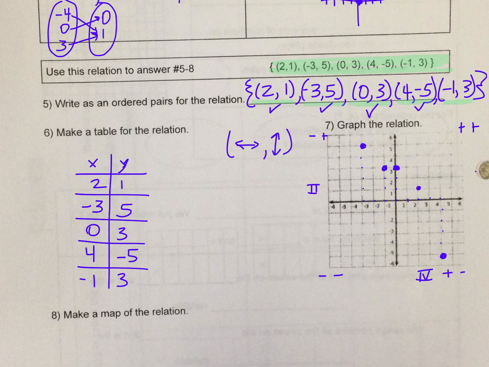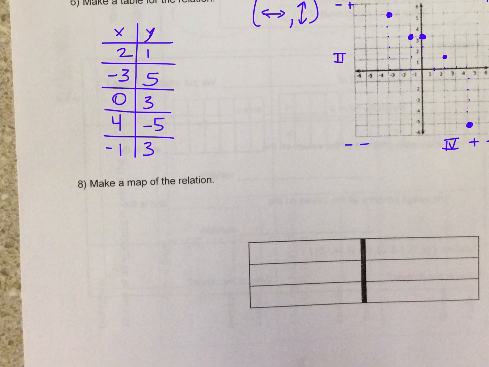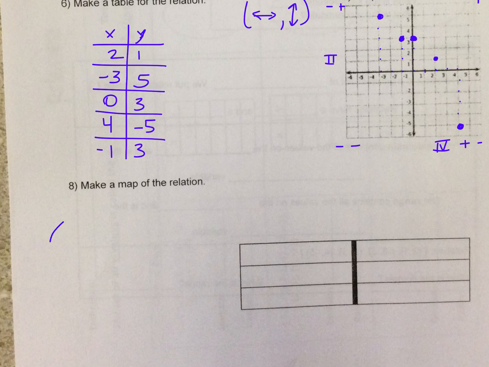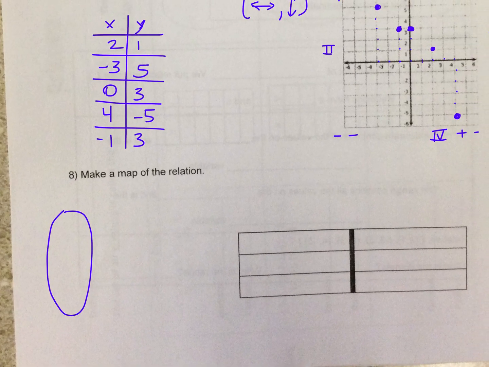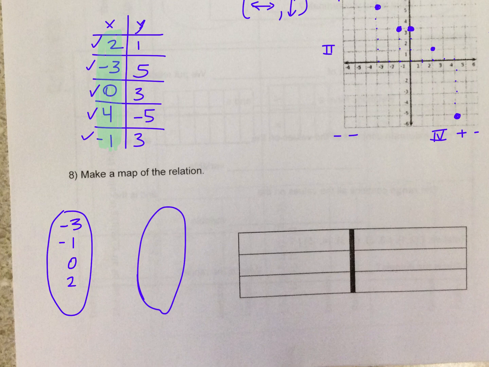Now the last thing we have to do is map it. And that's probably the most difficult, but I believe in you. When we map something, we draw 2 circles. And we're just going to put the numbers in order. So the first thing I'm going to do is just look at these X numbers right here from this table. Of these numbers, the smallest one is -3. I'm going to write that first. So I use -3. The next smallest would be -1. So I'm just putting them in order. Then comes 0. Then we'd have a 2. And then we'd have a 4.